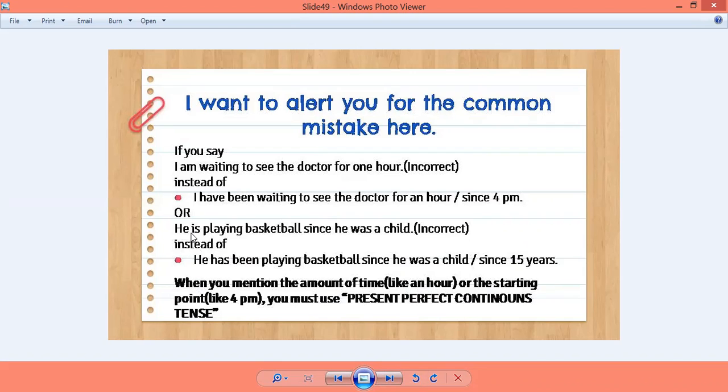Directly हम is playing नहीं लगा सकते. He has been playing basketball since he was a child, since 15 years. Right? यहाँ पे duration दिखाया तो आगे has been लगाया है. When you mention the amount of time like an hour or the starting point like 4 PM, you must use present perfect continuous. अगर हमें duration दिखानी है कितने घंटे से या फिर कब से शुरू हुआ है, मैं अहमदाबाद में 1990 से रह रही हूँ. I am showing the starting point from when I moved to Ahmedabad till now, मैं अभी तक यहीं पे हूँ. तो अगर ऐसे मुझे कोई duration दिखाना है, then I will have to use present perfect continuous tense.